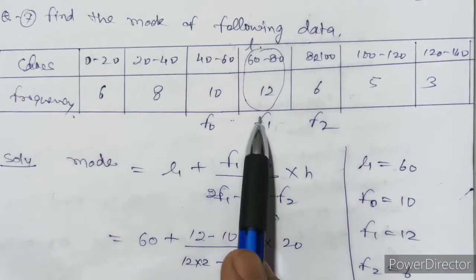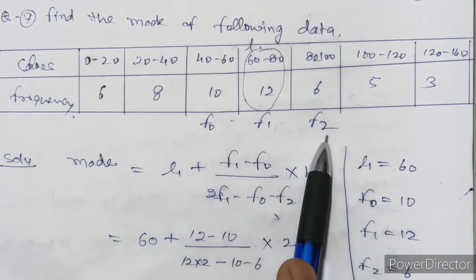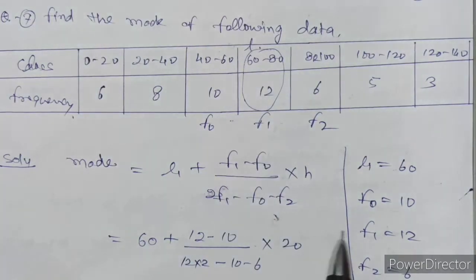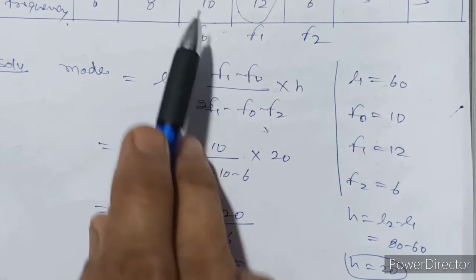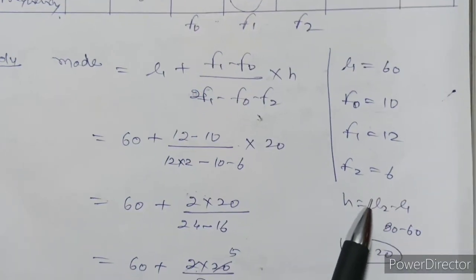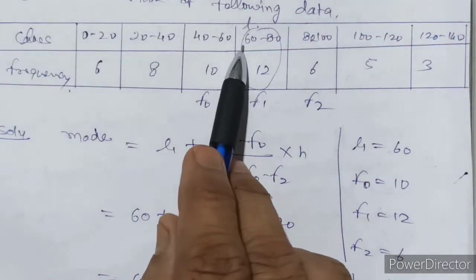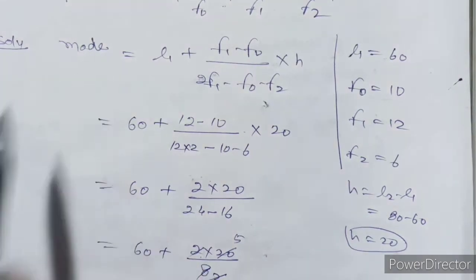f1, and before frequency is the f0, and after the frequency is called the f2, and that is called the mode interval. So then the value L1 equals to 60 and f0 is equals to 10, f1 equals to 12, f2 equals to 6, and the interval is equals to the L2 minus L1. So the 80 minus 60 is equals to the 20 using the formula of a mode.